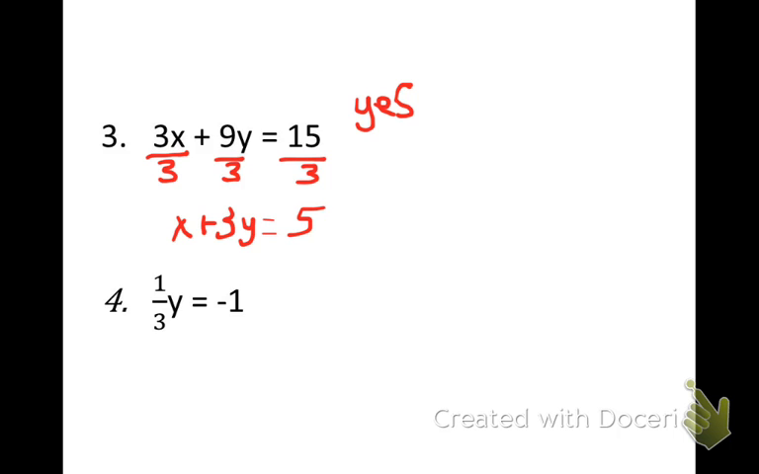Is this in standard form? No, it's not. First off, is it a linear equation? Well, it does have a y, so yes, I think it is a linear equation. It's not in standard form because it's got a fraction, so we want to get rid of the 1/3 so we can multiply both sides by 3 and get y equals -3. And that is a linear equation because we do have a y. They're both not gone.